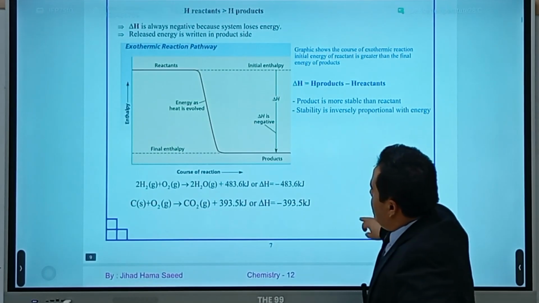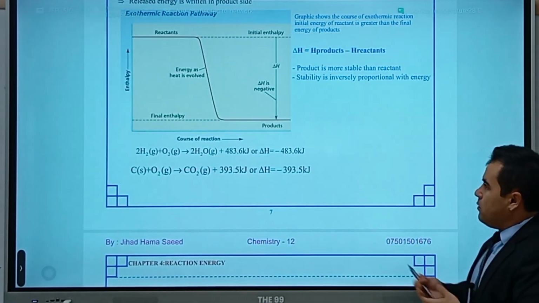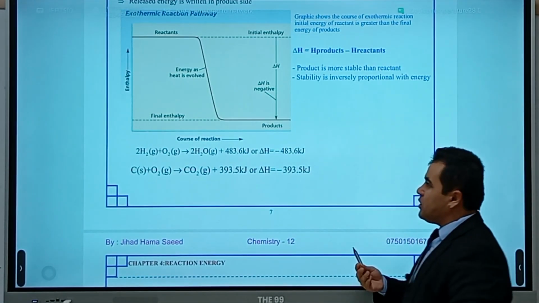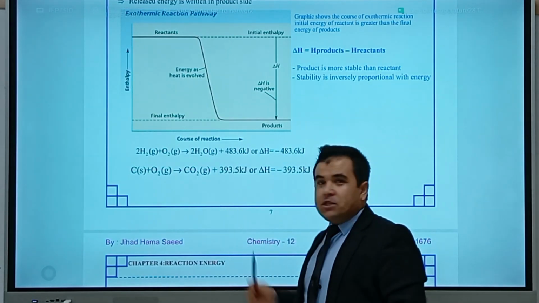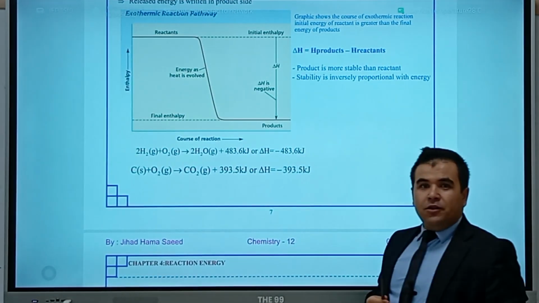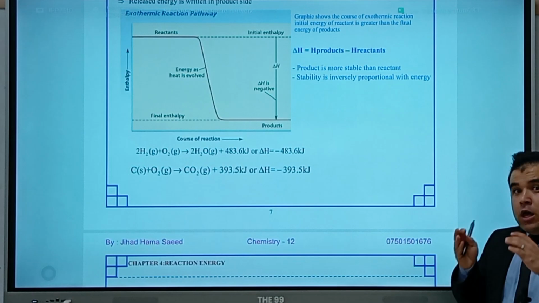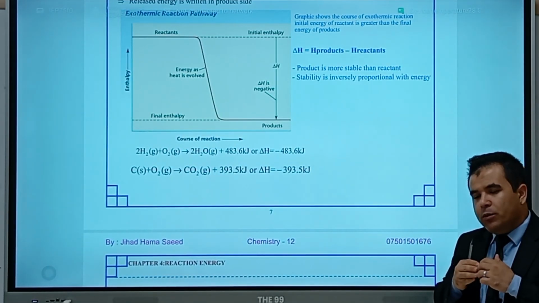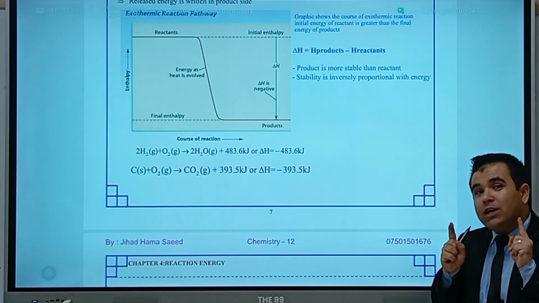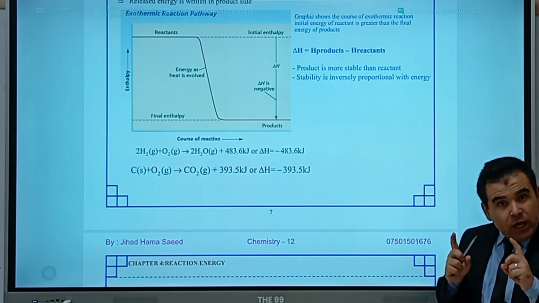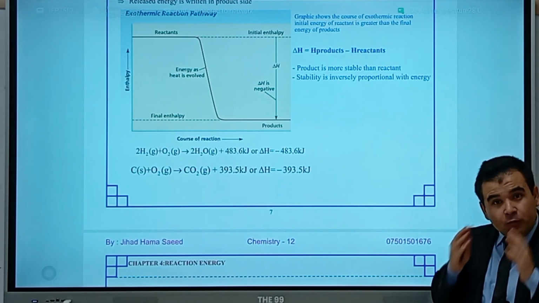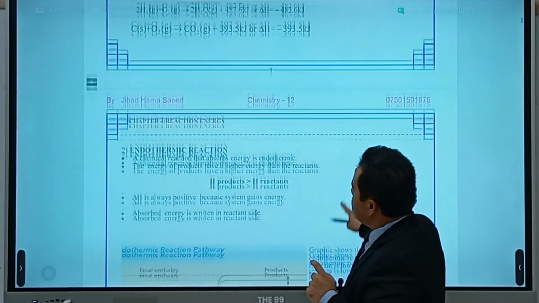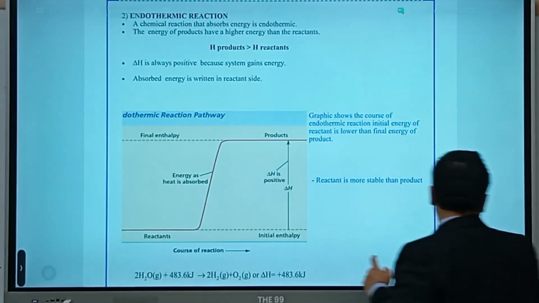Examples, guys, for the exothermic reactions: formation of H2O results in minus 483.6 kilojoules, or formation of CO2 as well, minus 393.5 kilojoules. Usually, guys, for most reactions, we have some exceptions we will be talking about. Formation reactions are exothermic. Formation reactions or formation of bonds, most of the formations are exothermic processes. Let us talk about the endothermic course of reaction.